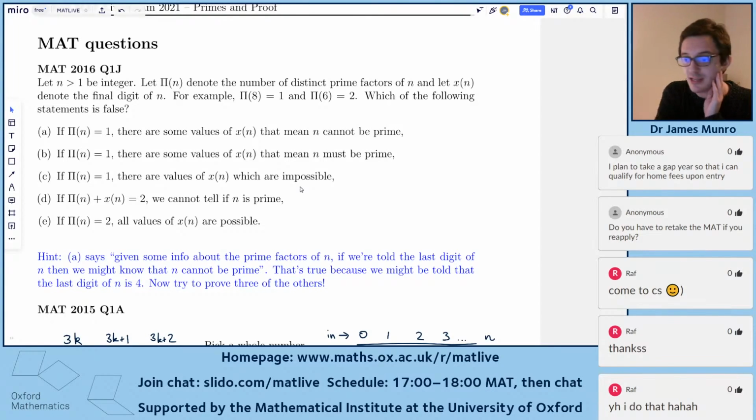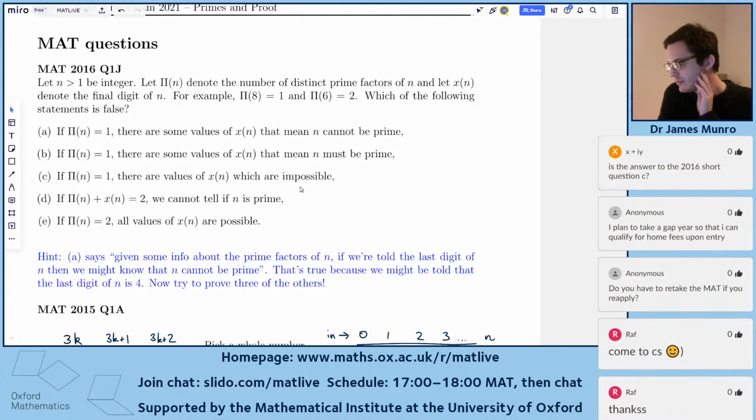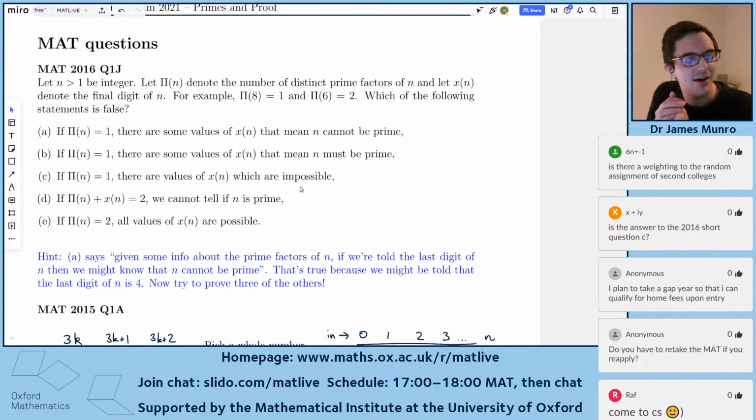Cool. Is the answer to this question C? I can't remember. I'm not sure it is. Is C false? Oh, C is worded quite strangely, isn't it? People are going to talk about it in chat now because you've mentioned it. I'm not sure. I think C.